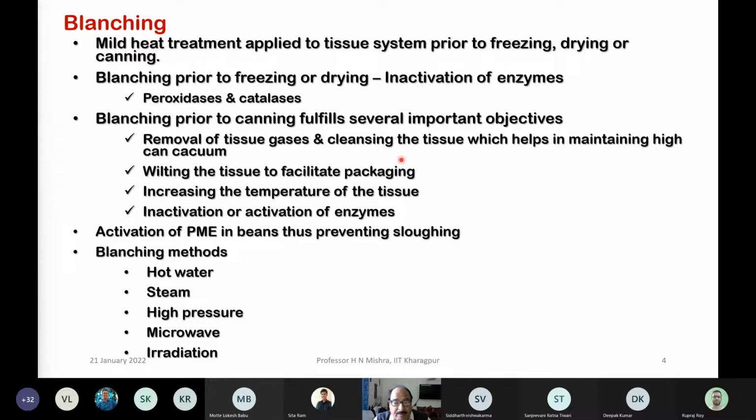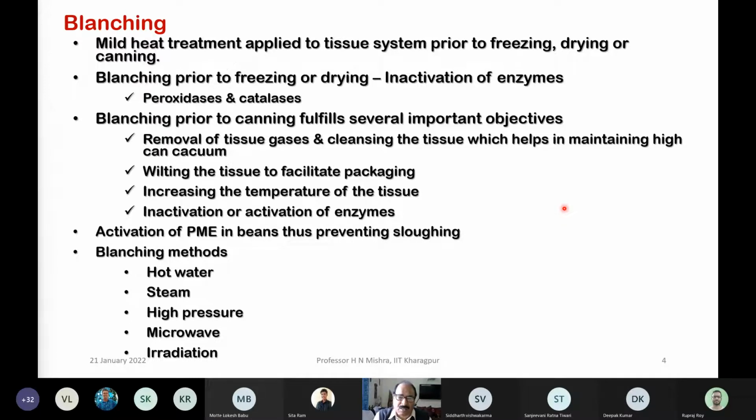Another very important objective fulfilled is increasing the temperature of the tissues. Blanching is given at around 80 or 85 degrees Celsius, so the fruit tissue temperature is brought to at least 80 degrees. Then it is put inside the can, the can is sealed, and after that the can is heated. Suppose there was no blanching and the tissue was at room temperature, while in the other container the material being filled is at 80 degrees Celsius.